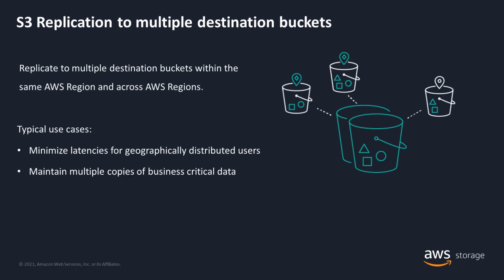Recently, we launched a new feature where now you can replicate from a single source bucket to multiple destination buckets in the same or different AWS regions. You can monitor replication progress for each of these destinations and enable S3 RTC for one or more region pairs. This ability to replicate to multiple destinations is unique in the industry and is great for customers that have geographically distributed users and want to minimize latencies for data access.